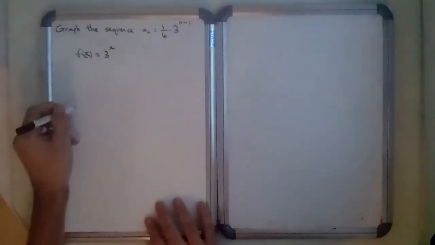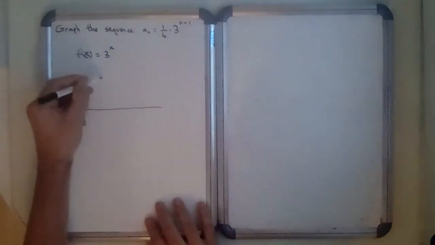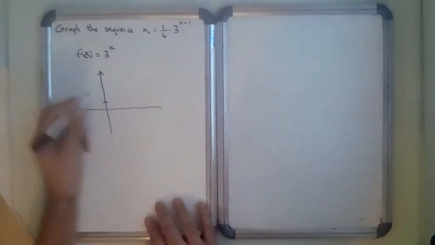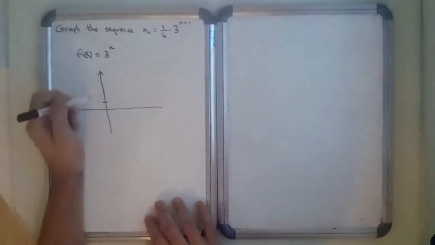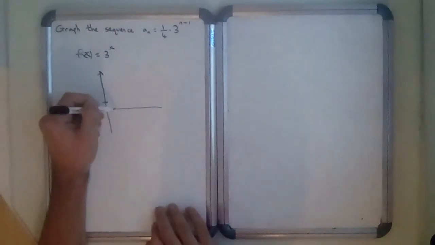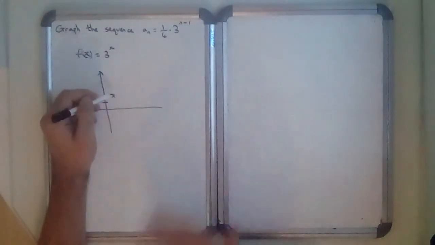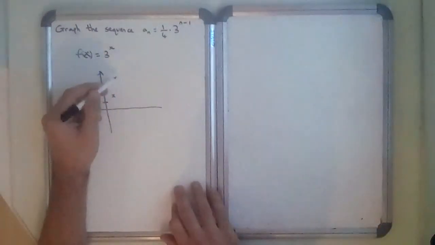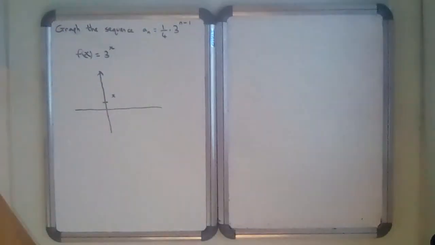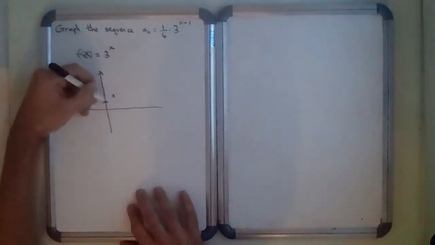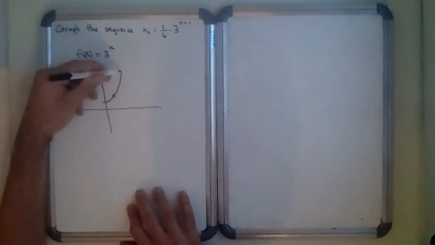So if you had something like that, you should know that 3 to the power 0 is 1, so it passes through 1 there. 3 to the power of 1 is 3, so it's going to go through 1, 3, maybe there. And then anything beyond that is going to get bigger. 3 squared is 9, so it's going to go through 2, 9. 3 cubed is 27. It's going to get really, really steep really quickly, just like that.